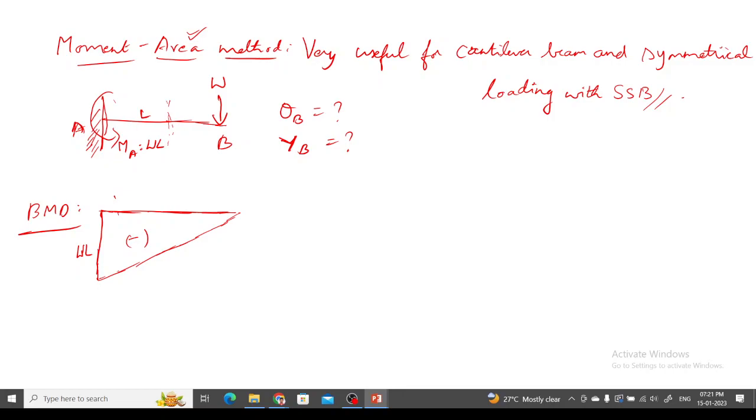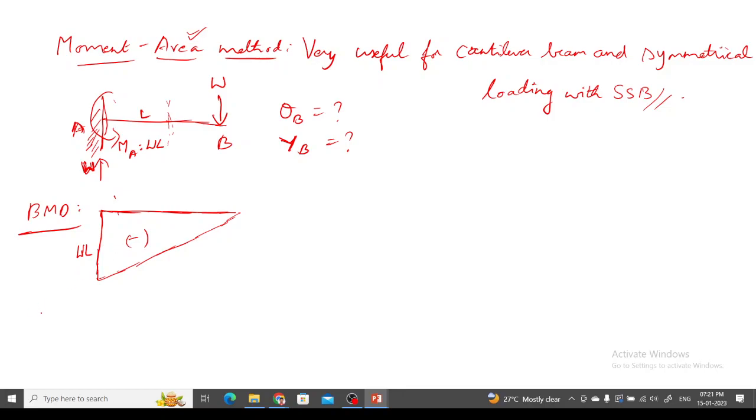and then this negative term will go on decreasing. Due to this W, this will give a positive bending moment value all through this section as we proceed from 0 to L. So first we have drawn the bending moment diagram.